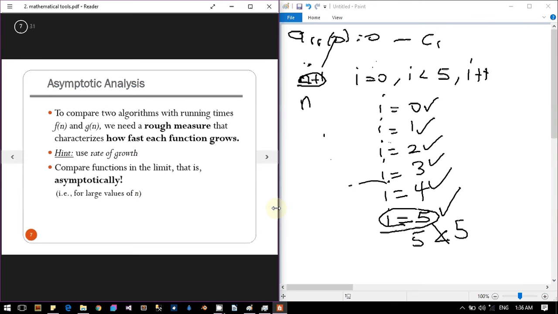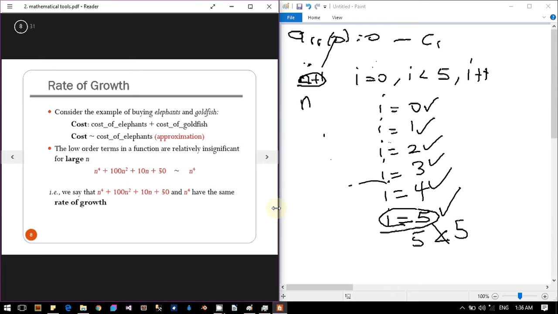So that's what we said: you compare their rate of growth. Remember what we said about finding the order, that if I have a statement like this, it has the same rate of growth as this, because as n gets very large, all of this would eventually not matter. So this is of order n raised to power 4. This is of order n raised to power 4.